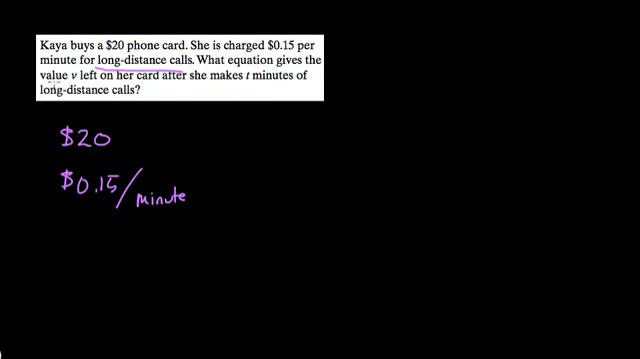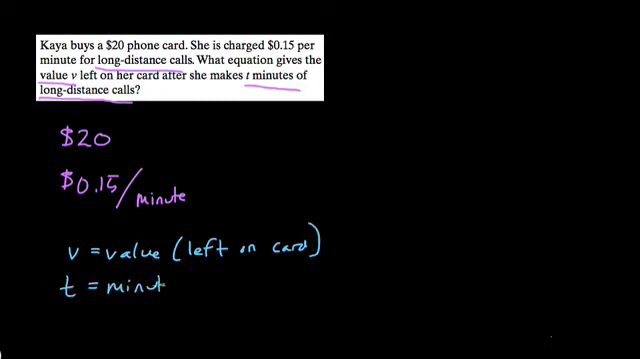What equation gives the value v left on her card after she makes t minutes of long distance calls? And if the variables v and t are confusing you, try saying the statement with actual numbers. Let me explain what I mean here. We have two variables: v equals the value left on the card, and t stands for minutes of long distance calling.